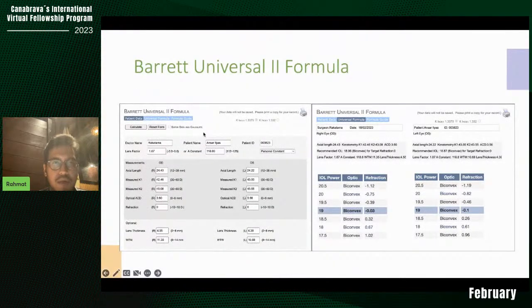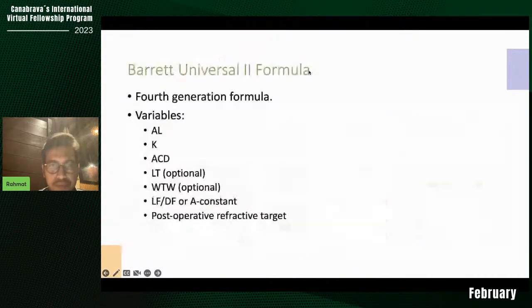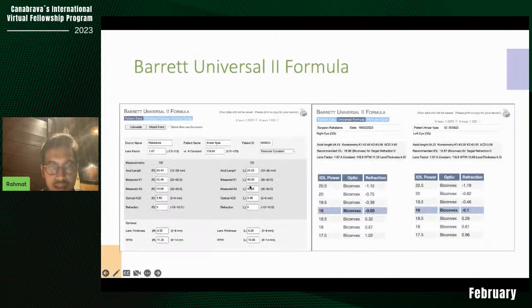And the next one is Barrett Universal 2 formula. This is also a fourth generation formula, which uses several variables with an additional lens factor or A constant that can be used. And this is an example for the Barrett Universal 2 formula. It can be accessed online, or for some machines it can be applied, like Topcon Aladdin. It is available pre-installed in the machine.